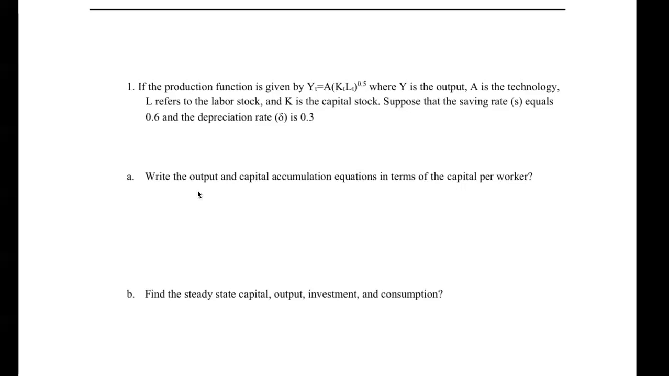And remember our assumption that the saving rate is fixed. So if you invest to the next period, it means that you save this money to the next period. So you just use S times YT. YT is just A KT to the power of 0.5, right? And then consumption. So this one would be the output accumulation equation.